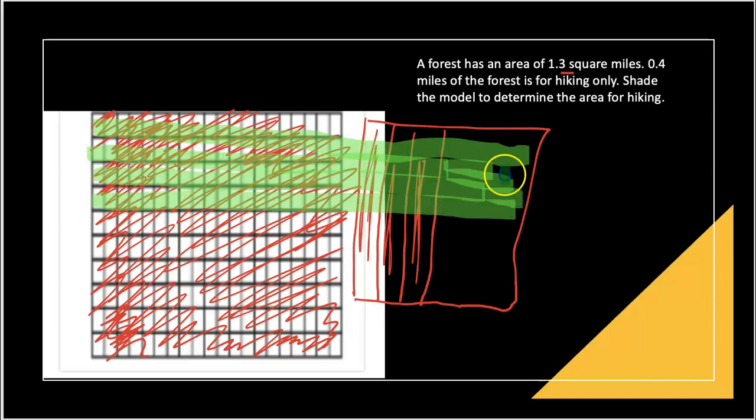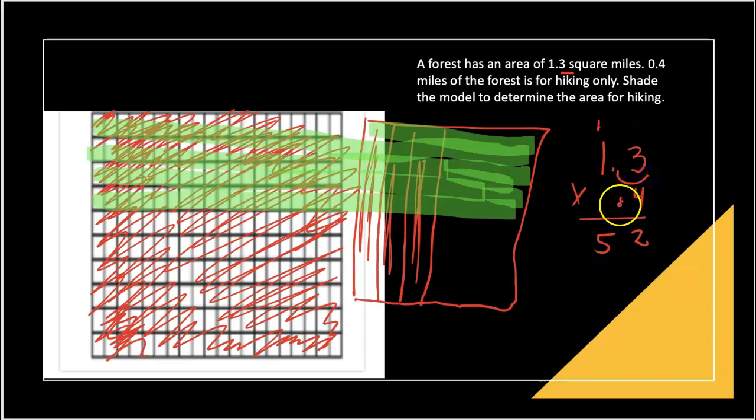So I could count these boxes, and it'd be an inefficient way. But that's when I just start solving using the standard algorithm. So 1.3 times 0.4. 4 times 3 is 12. Drop my 2, carry my 1. 4 times 1 is 4, plus 1 is 5. If I made these whole numbers, 1 place to the right, 2 places to the right, I've got to move it back to where it came from. 1, 2. So my area would be 52 hundredths. If I wrote it as a fraction, it would be 52 over 100. Okay? So I hope this helps you review 4.3.